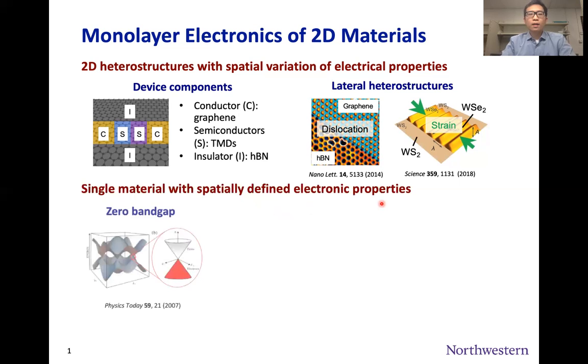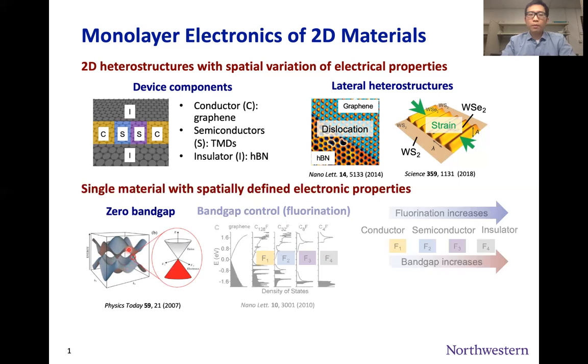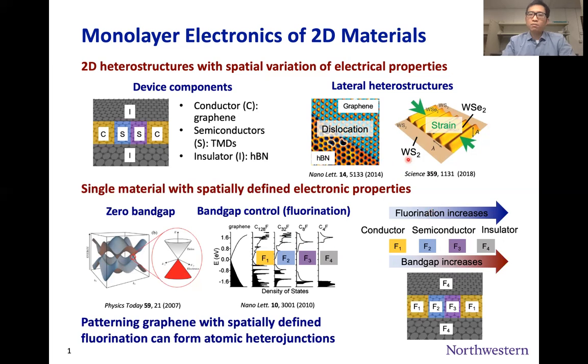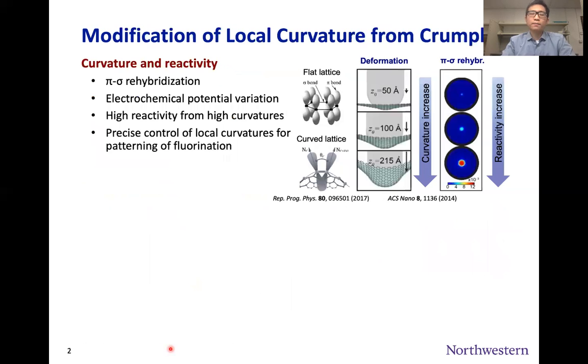Along these lines, we know graphene is a zero bandgap semiconductor. It also can be called a semi-metal. Another important property of graphene is that we can functionalize it. For example, by introducing different fluorination levels in the graphene, we can modify the bandgap structure and change the graphene from a conductor to a semiconductor, even to an insulator. So to solve these lattice mismatch issues, we can just pattern the graphene with spatially defined fluorination levels to make monolayer devices. So how can we achieve that?